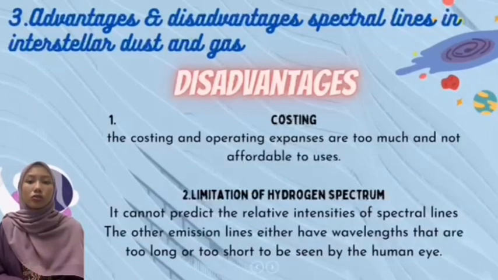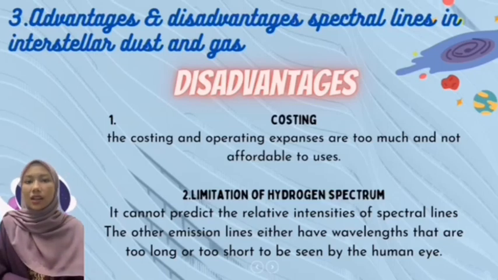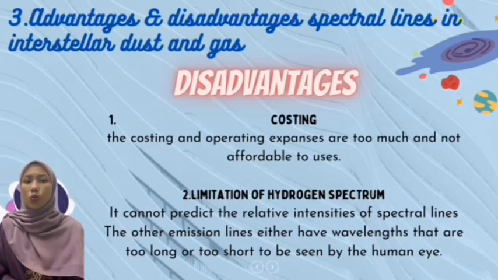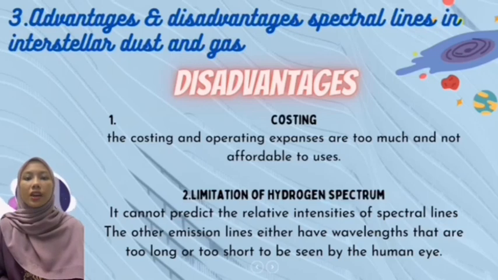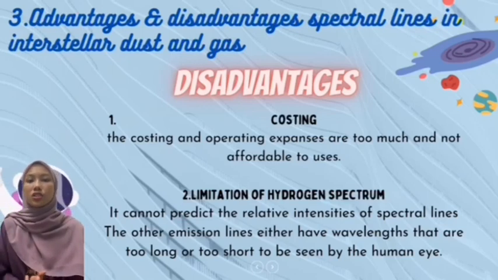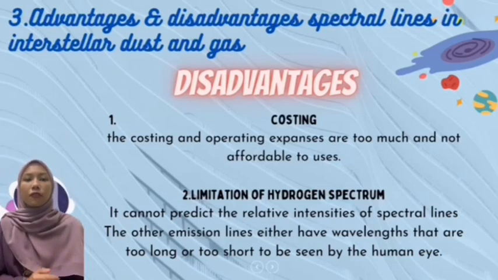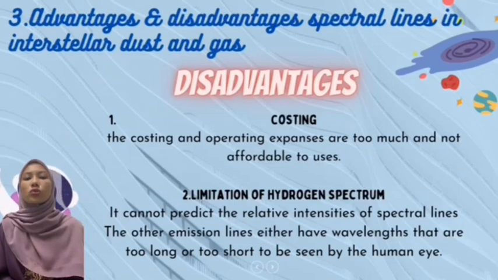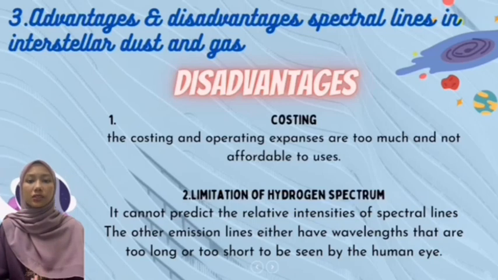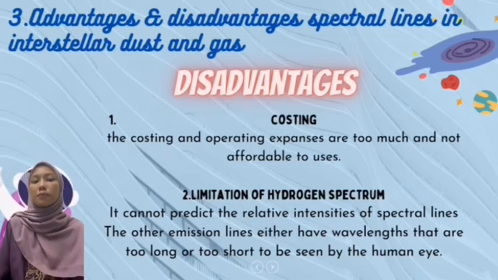However, there are also a few disadvantages that this option must bear when conducting it. The costing and operating expenses are too much and not affordable when we use this option. The fact is, the spectral line also has limitations of the hydrogen spectrum. It cannot predict the relative intensities of spectral lines. The other emission lines either have wavelengths that are too long or too short to be seen by the human eye.